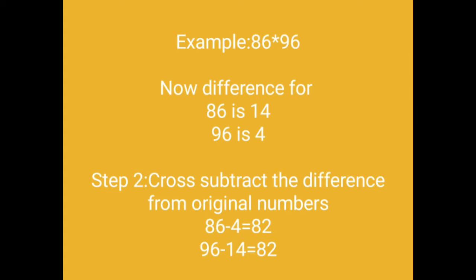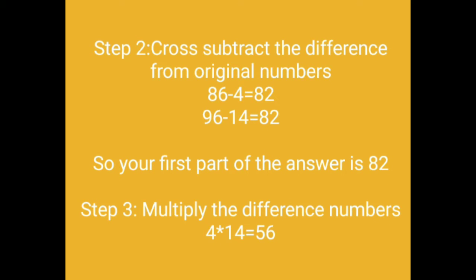Step 2, just cross subtract the difference number from the original numbers. The difference of 86 from 100 is 14, so I am subtracting 14 from 96. And the difference of 96 from 100 is 4, so I am cross subtracting it from 86. So we get a common number, that is 82, and this common number 82 becomes the first part of your product, that is the first part of your answer after multiplication.